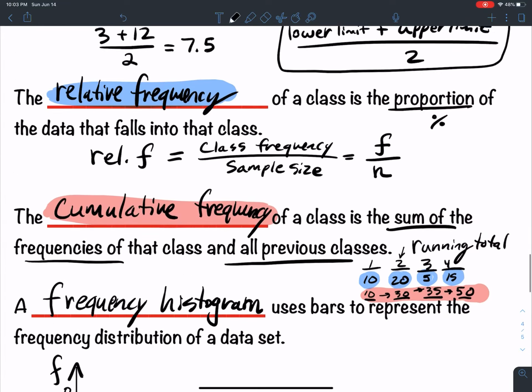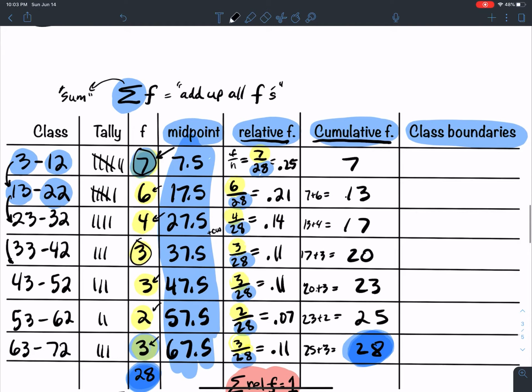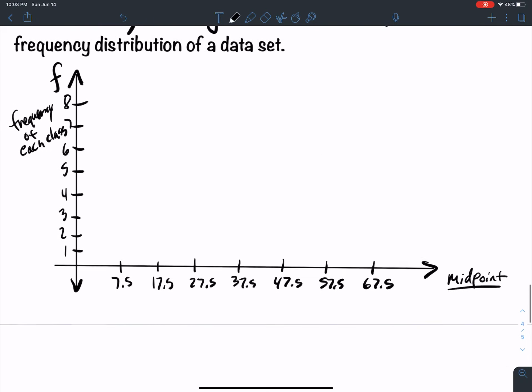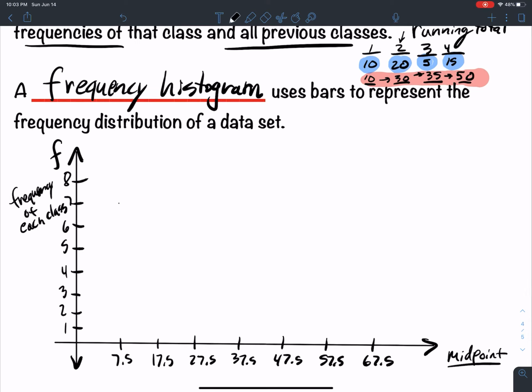So the first class had 7 in it. So I'm going to start at the first class, and I'm going to go up, and I'm going to put a dot at the 7. The next class had 6 in it, so I'm going to go up and put a dot at the 6. The next class had 4, so I'm going to put a dot here at the 4. The next class had 3, so I'm going to put a dot at the 3. And then we had 3 again. So I'm going to label these 7, 6, 4, 3, 3. And then I had a 2. And then I had another 3. Okay?